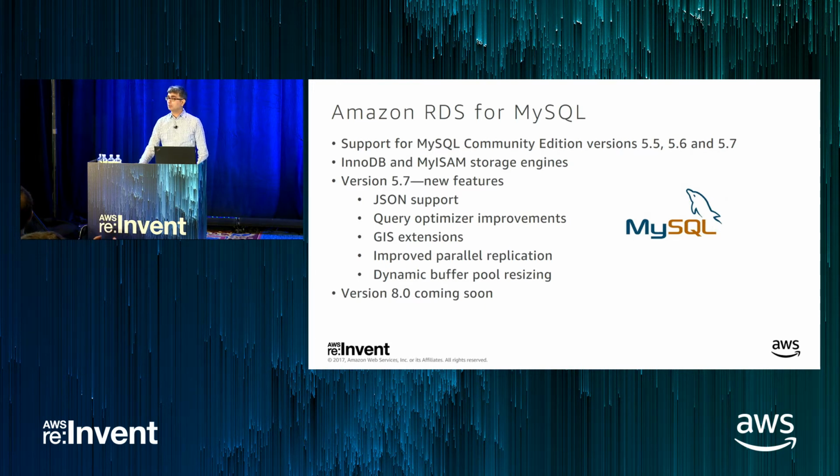Some of the most popular ones include support for JSON objects, various improvements in the query optimizer, and GIS extensions that enable spatial indexes and spatial querying. MySQL 5.7 provides an R-tree as a spatial index, improved parallel replication, and dynamic buffer pool resizing. There are many other things as part of 5.7, but these tend to be the ones that people are most engaged by.